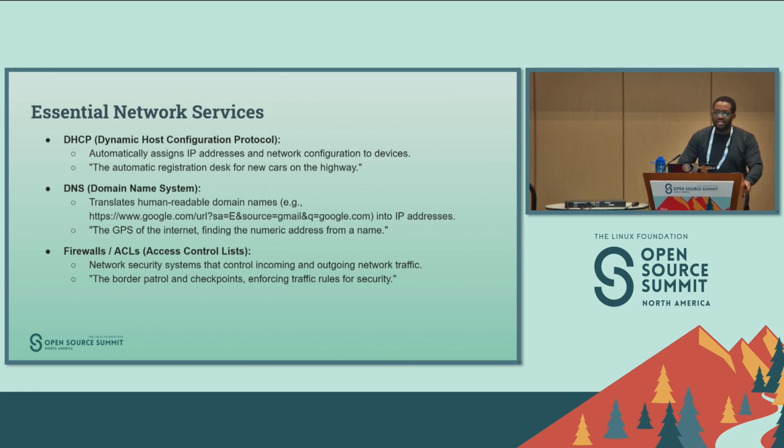Then DNS is the translation from how the computer knows to get to a place, using the IP address, to what humans know, like www.google.com, for example, versus the actual IP address. Then firewalls and ACLs, like we mentioned, permit or deny specific traffic in or outside the network and enforce rules for security.